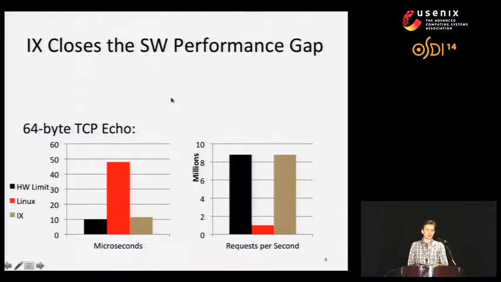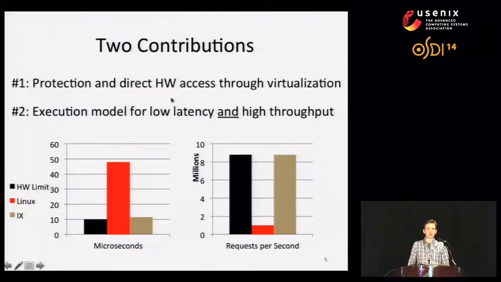And so how do we go about achieving this? Well, we have two orthogonal and high-level contributions. The first is the use of virtualization hardware. And we use it so that we can get efficient access to the network controller, but we do it in a way where we don't sacrifice security or protection. The second is a new execution model. Now that we have access to this hardware, how can we actually use it so that we can get both low latency and high throughput?